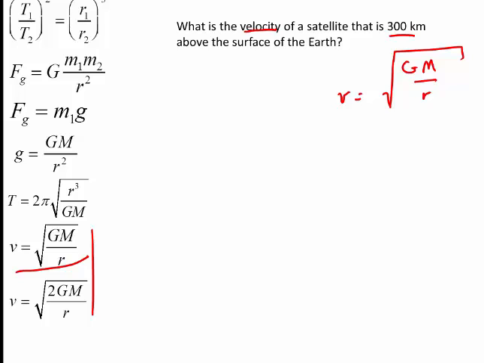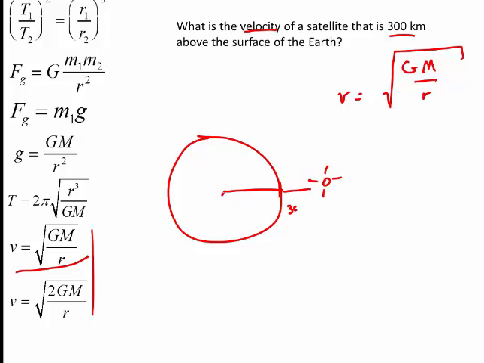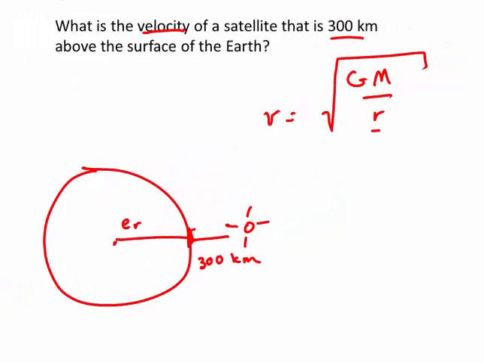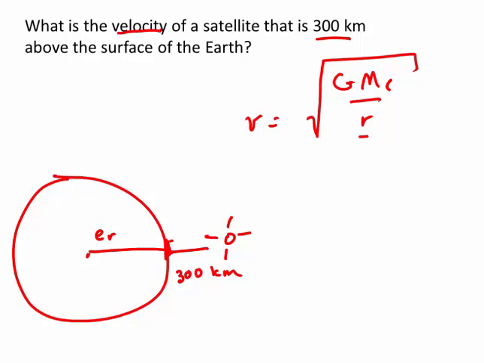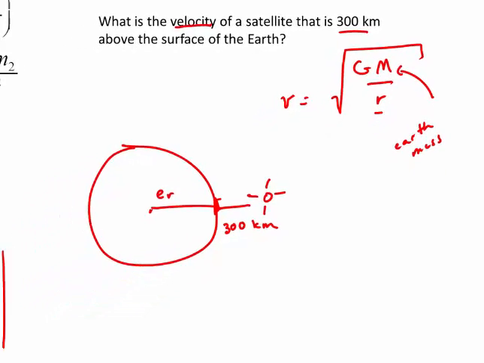So if I draw a picture now, if I start to visualize, I've got the Earth, I've got some Earth radius, I've got the Earth's surface, and then I've got this satellite that is above the Earth's surface by 300 kilometers. That 300 kilometers, that's not the radius, that's just the distance above the Earth. So I need to know the Earth's radius, and also I've got this mass thing in here. And it's a big mass, so that's the Earth's mass. So I need to get that information.